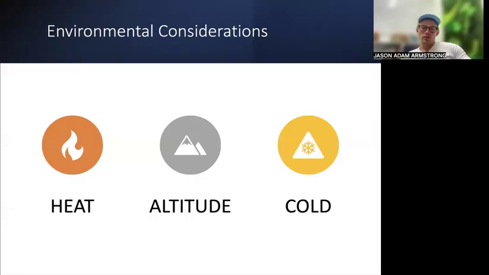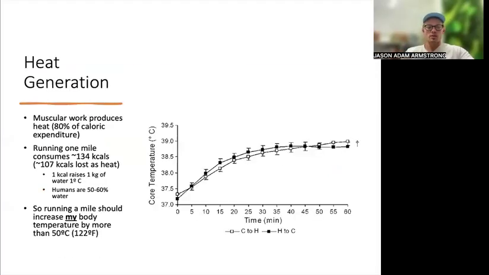All right, so we're going to cover three different environmental considerations: exposure to heat, exposure to altitude, and exposure to cold. And sometimes, by the way, these three things interact as well. And we're not going to cover those interactions too much, but hopefully I'll cover enough of the physiology that you can understand how they might interact. So with heat, we're going to cover heat generation and dissipation, acclimation, hydration, and performance strategies.